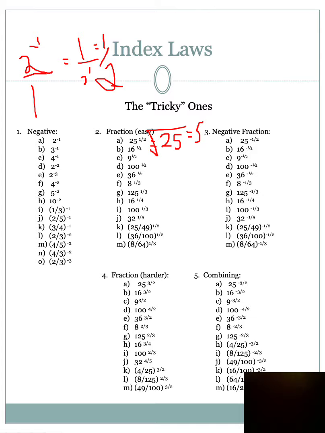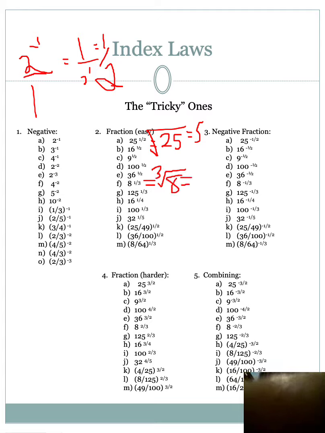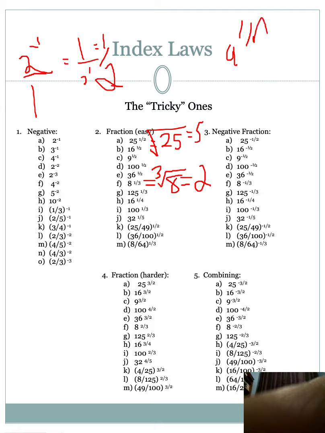Power of a third means a cube root. Okay, so whatever the denominator is in my fraction, that is the root that I take. So when it's a to the 1 over n, it's the nth root.